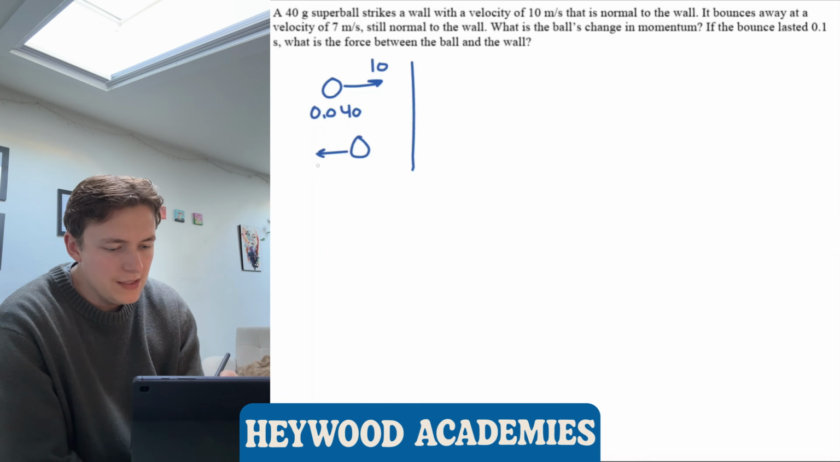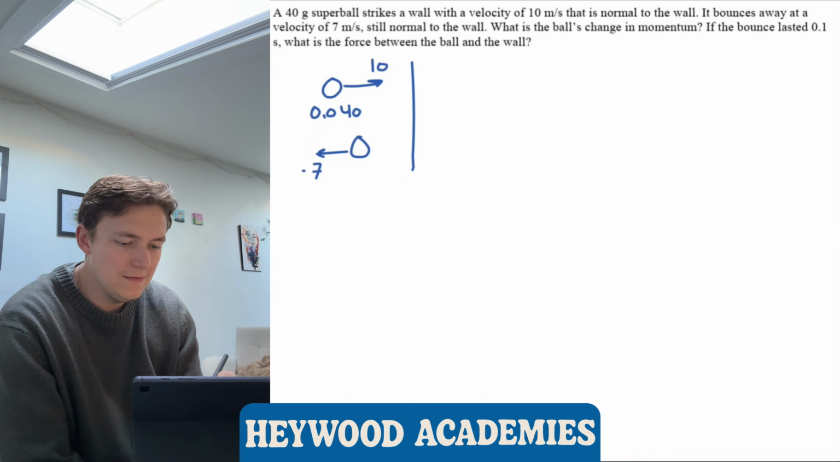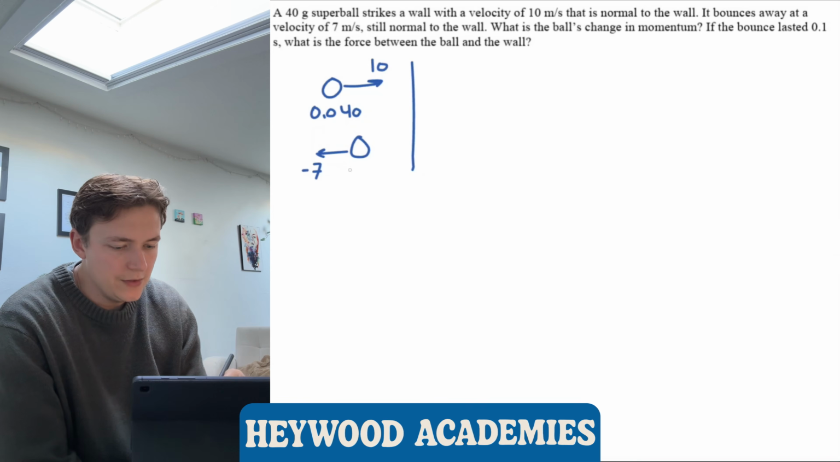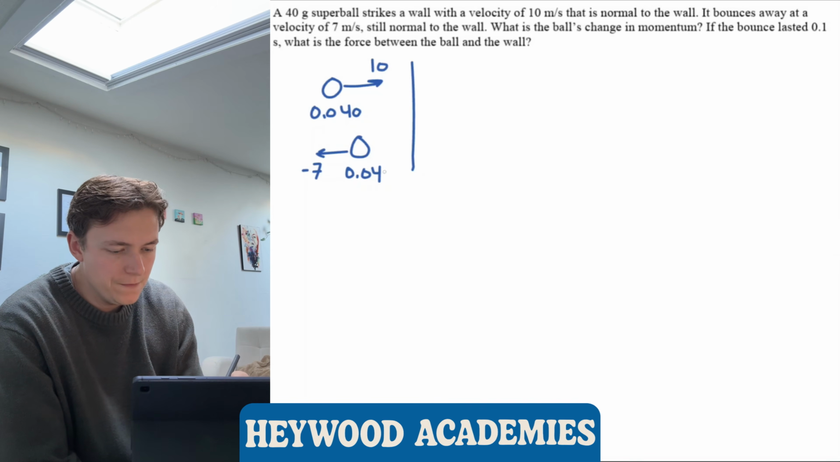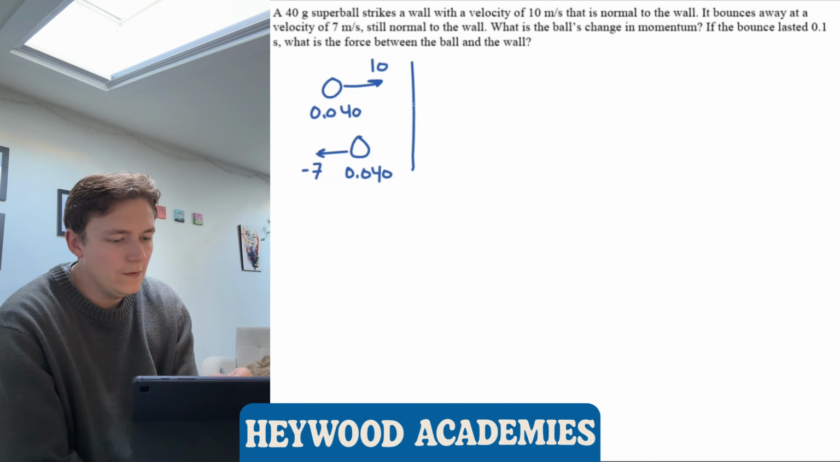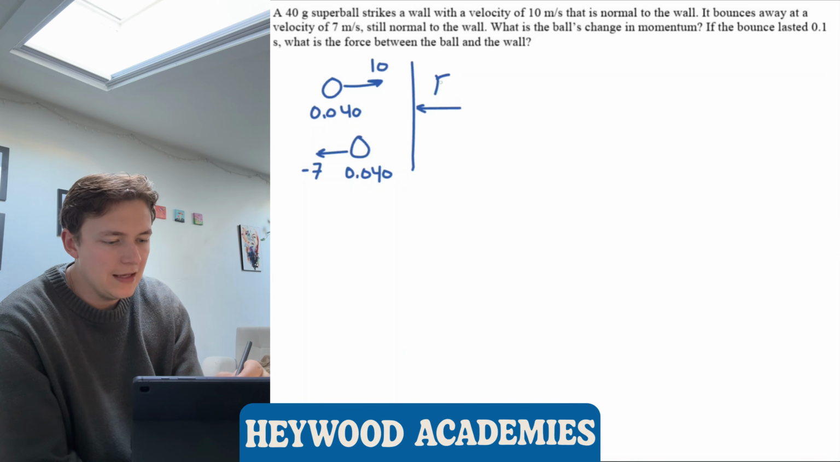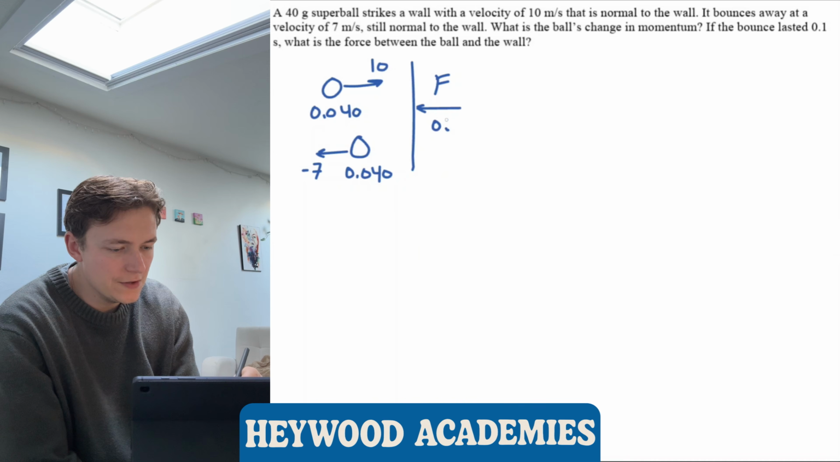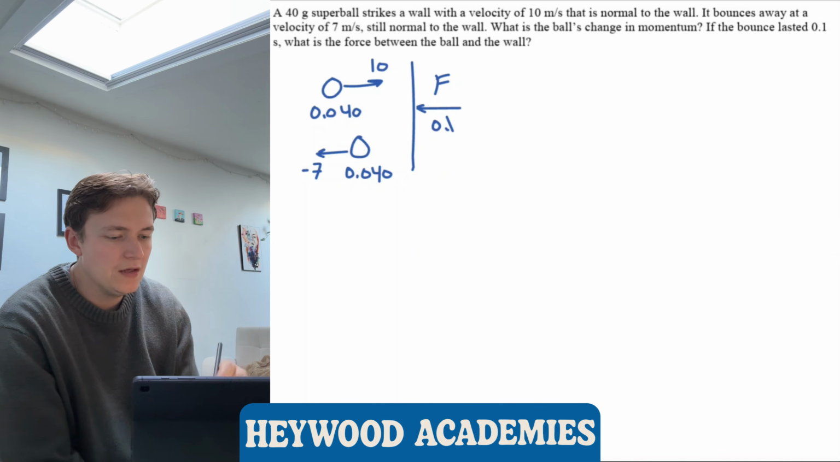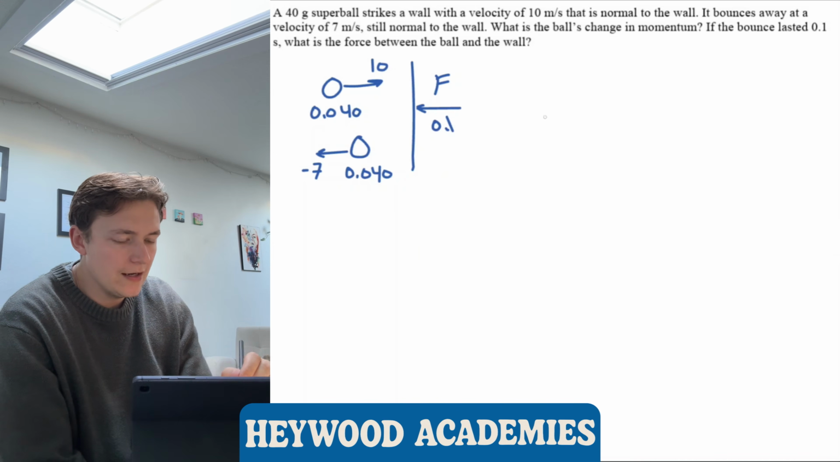So I'm going to draw it staggered down here, but it's all in the same line of action here. Its velocity when it leaves is 7, and that's going to be in the negative direction, so I'll put a little negative in there, -7. And so we got the same mass, 0.04. And then there must have been some force that made that happen, and that force happened for 0.1 seconds. So now we can put this all together and sort this out.